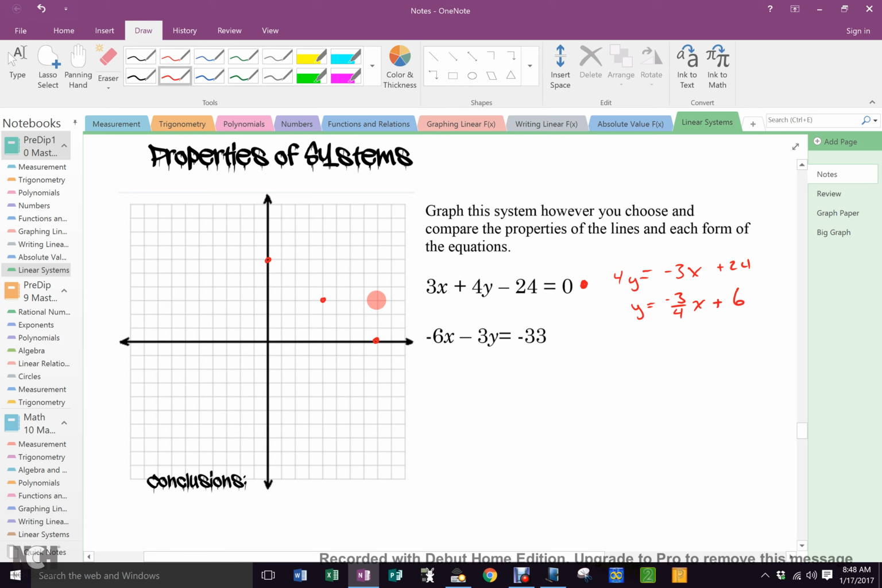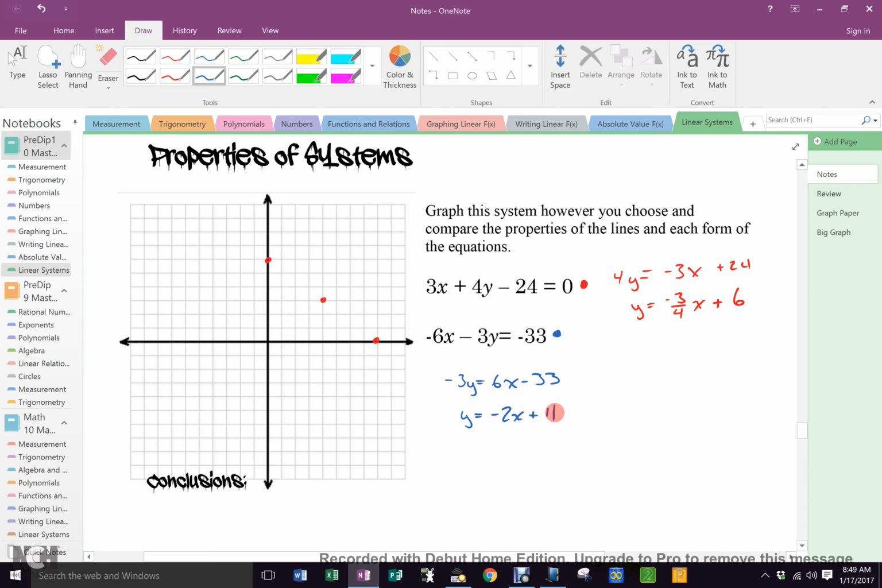Everyone agree? Everyone's happy with that? Yeah, I went to positive 6. And I went down 3 and out 4 because it's a negative slope. And then my blue line is going to be negative 3y equals 6x minus 33. Y is going to equal negative 2x plus 11.